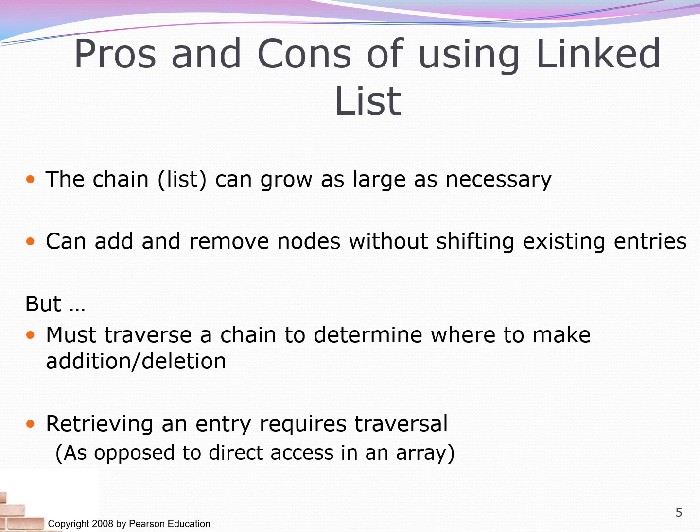The disadvantage of using linked list is that you must traverse the chain to determine where to make the deletion. So you have to check from the front, one by one. Because it's a chain, you need to check one by one from the front before you make any deletion or adding. And retrieving an entry requires traversal. Okay, so this is what it means.